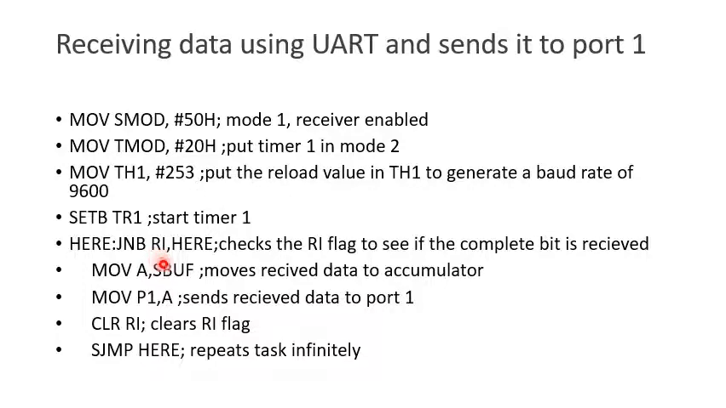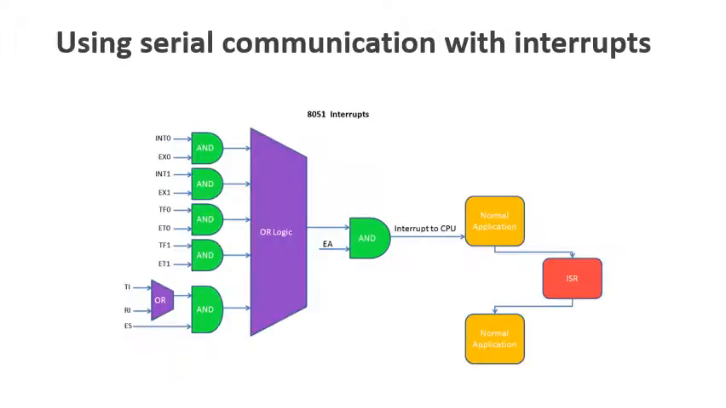Once the complete byte is received, it is moved from the serial buffer to the accumulator, and from the accumulator it is moved to port 1. After the data is received, RI is cleared and the next data is received by means of SJMP. This is how serial transmission and reception can be done using a microcontroller.